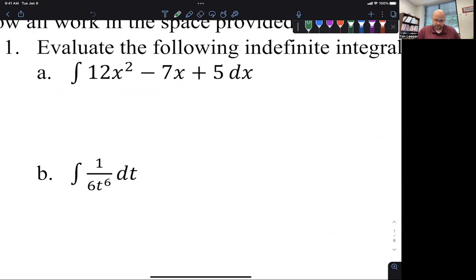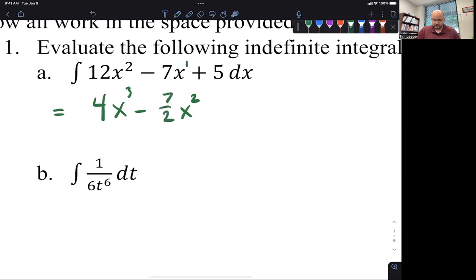So to find this integral, we want to go ahead and find the antiderivative of each of these terms. So the antiderivative of 12x squared, we need to add 1 to the exponent, makes that x cubed. And then divide 12 by 3, that gives us 4. So it gives us 4x cubed. Then minus, and the exponent is 1, add 1 to it, that gives me an x squared there. And then divide by 2 for the coefficient, so 7 divided by 2 is 7 halves.